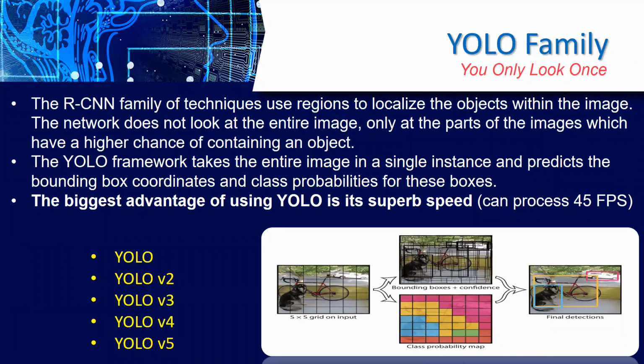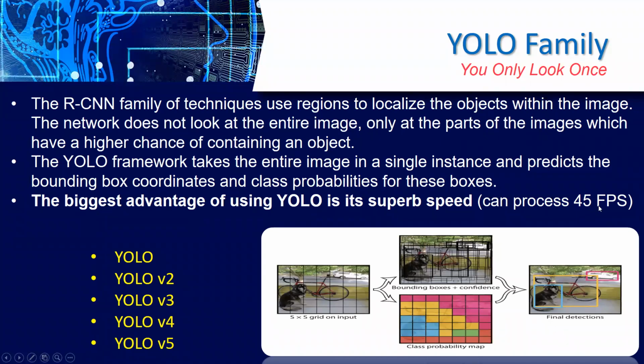Next is the YOLO family. As I discussed earlier, RCNN techniques concentrate on one particular region and they are slow. But the YOLO framework takes the entire image and separates it into two channels. One is the bounding boxes plus confidences, and the other is the class probability map. They use two separate channels and try to identify the bounding boxes depending on this class probability map. We will discuss how all these things work in our scripts, but it's very fast and we can process up to 45 fps.